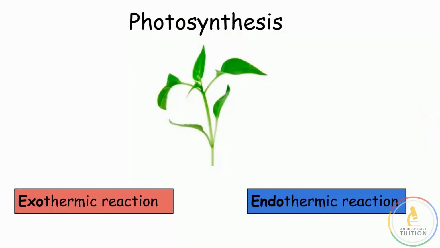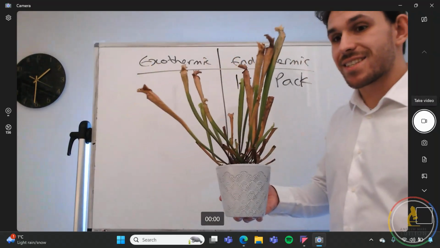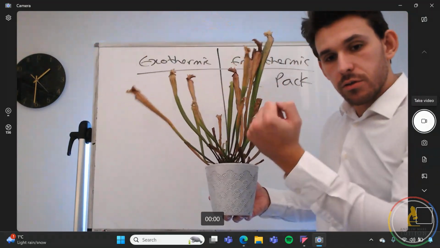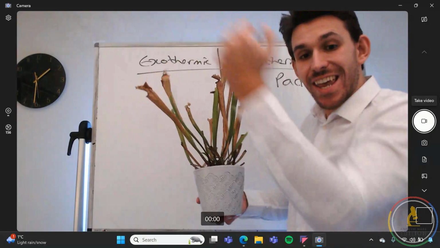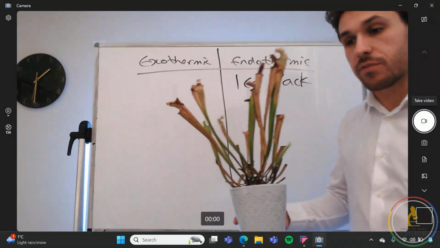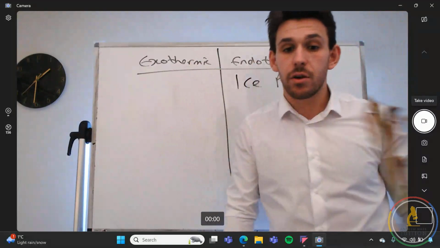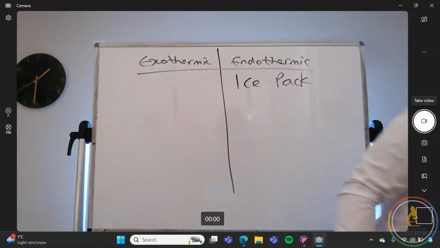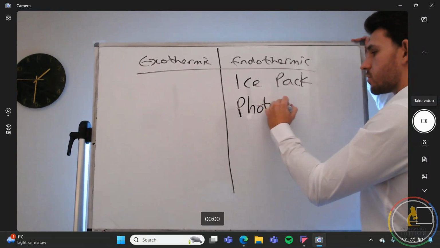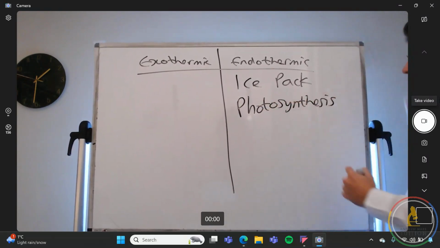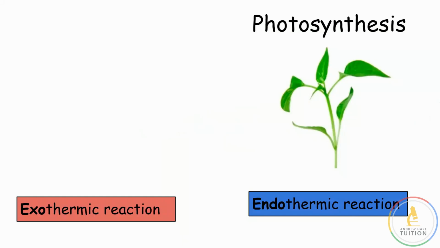Let's have a look. It is endothermic because light is taken in by the plant to perform photosynthesis, right? Plants take light energy in to make photosynthesis happen. So if the plant is taking the energy in, that fits with our description of an endothermic reaction. And to be honest, we don't really need to say any more than that. So let's just add it on, okay? Hopefully that makes sense. Let's add photosynthesis to the endothermic side of our table, and let's carry on. Let's have a look at our next one.